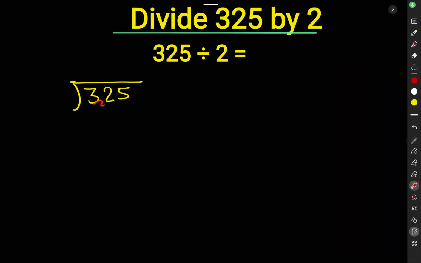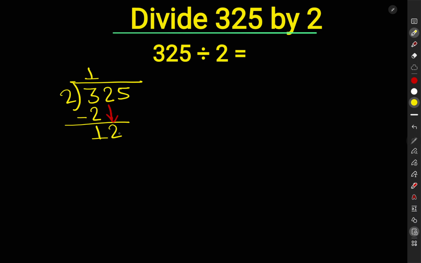Here we divide 325 by 2 in a long division method. So 2 times 1 means 2. On subtracting we get 1. So now this 1 is less than 2. So we put down the number beside this 2.